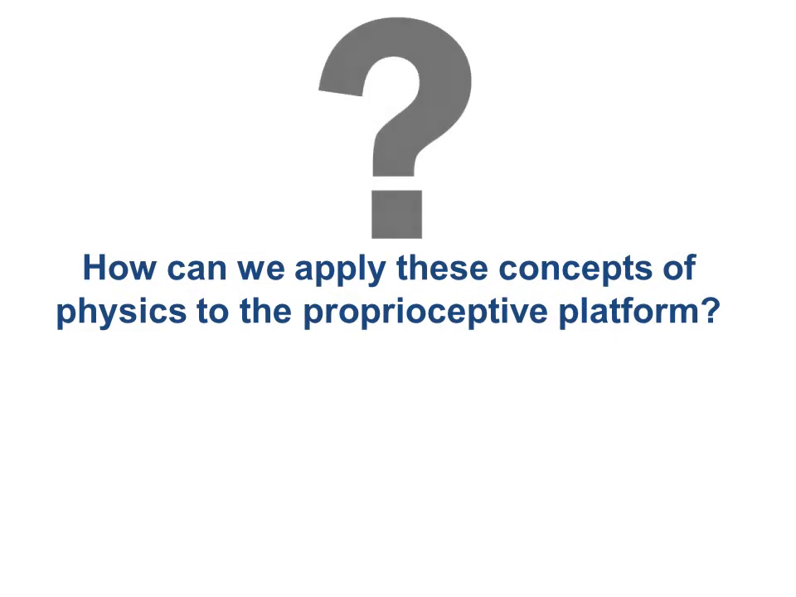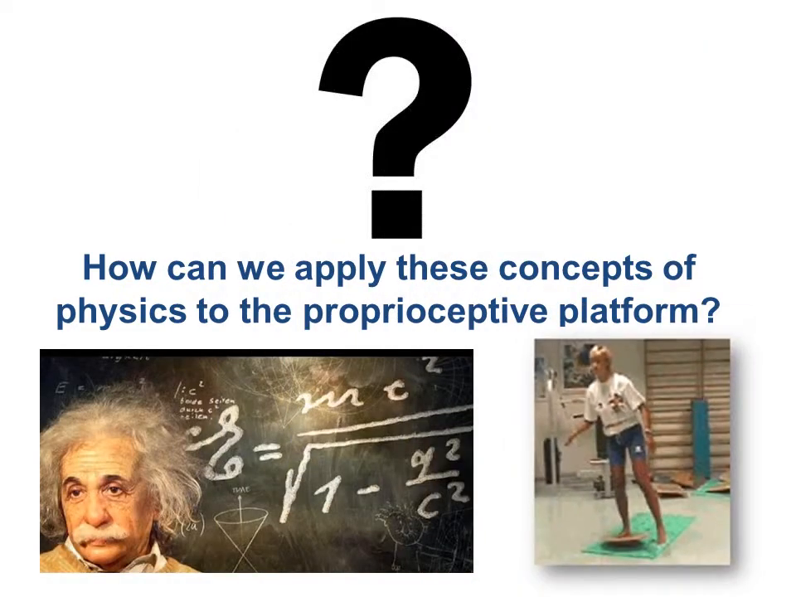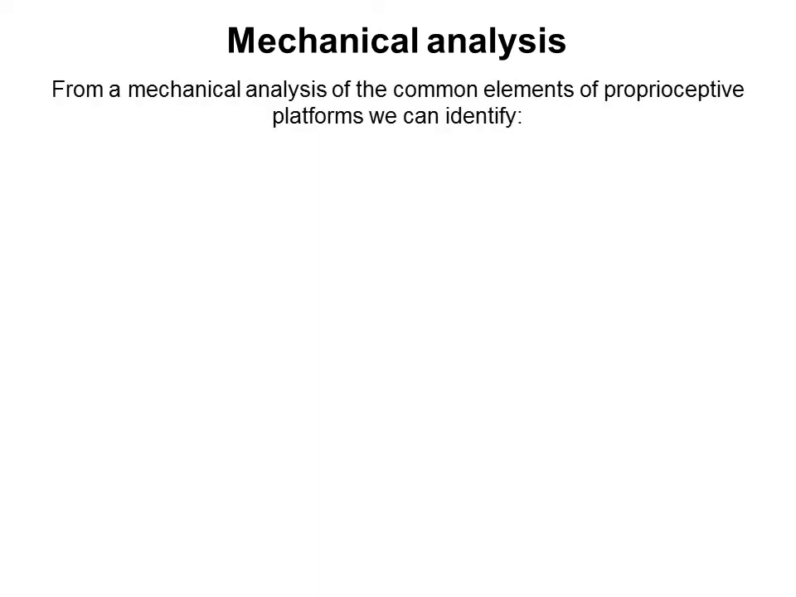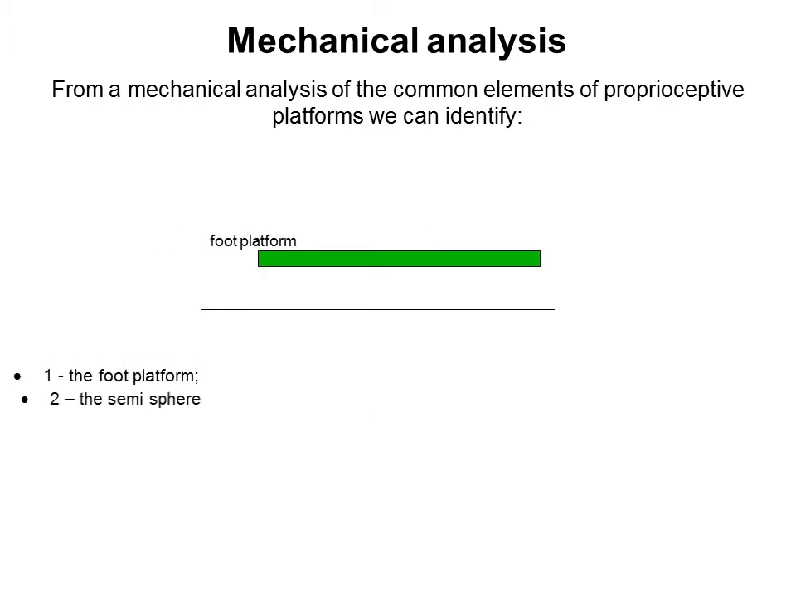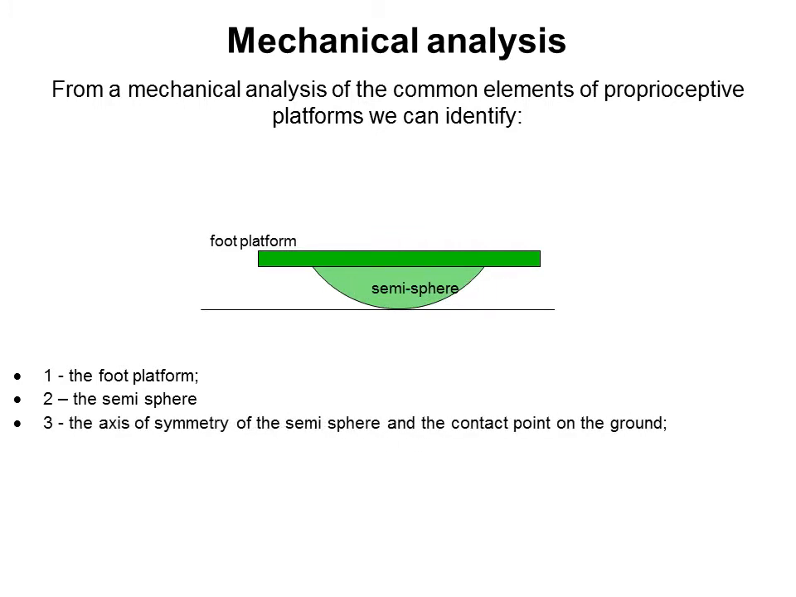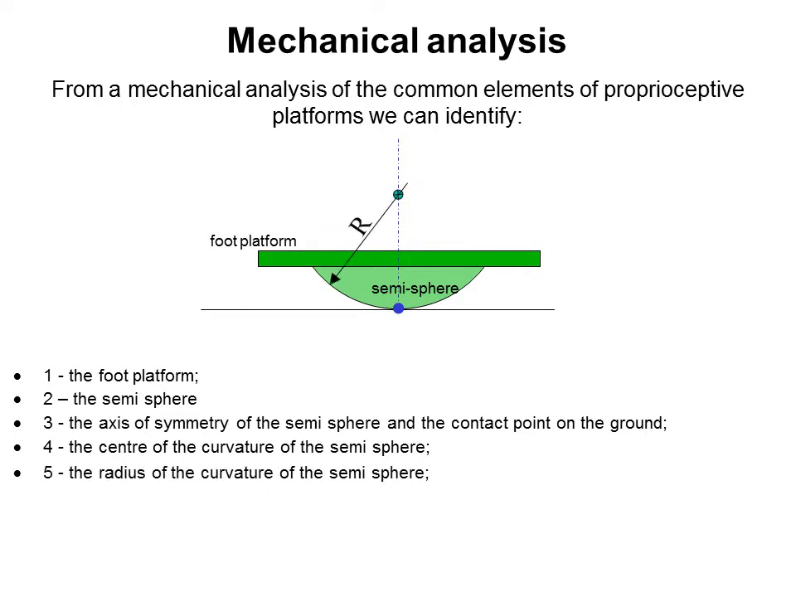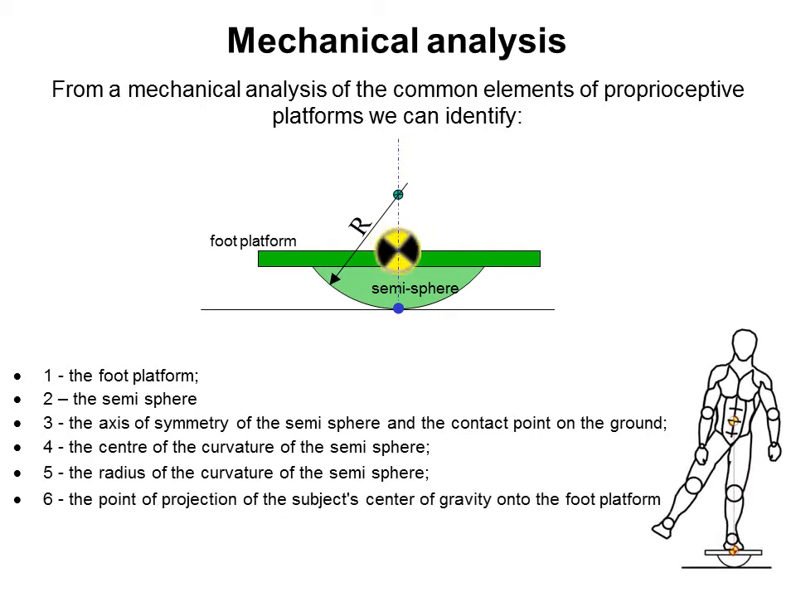How can we apply these concepts of physics to the proprioceptive platform? Mechanical analysis. From a mechanical analysis of the common elements of proprioceptive platforms, we can identify the foot platform, the semisphere, the axis of symmetry of the semisphere and the contact point on the ground, the center of the curvature of the semisphere, the radius of the curvature of the semisphere, the point of projection of the subject's center of gravity onto the foot platform, and the height of the platform.